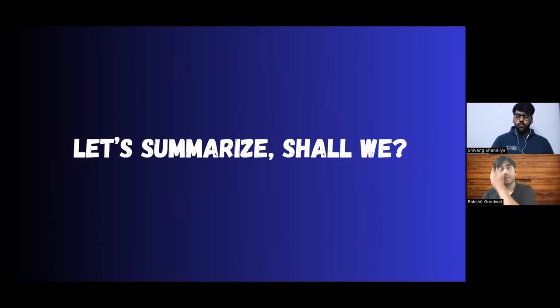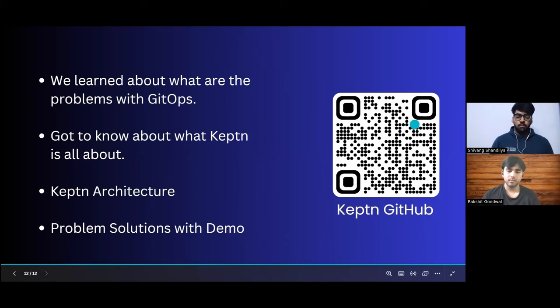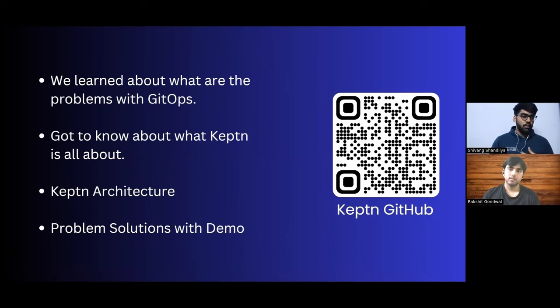So we have been discussing a lot of things, and some of them are complex at that. At least they were for me when I started contributing to Keptn. So let's see what all we learned. First, we learned about what the problems with GitOps were. Second, we got to know about Keptn. Third, we got an amazing explanation of Keptn architecture from Rakshit. And then an amazing demo, discussing the solution for the problems that we discussed prior to the summarization.